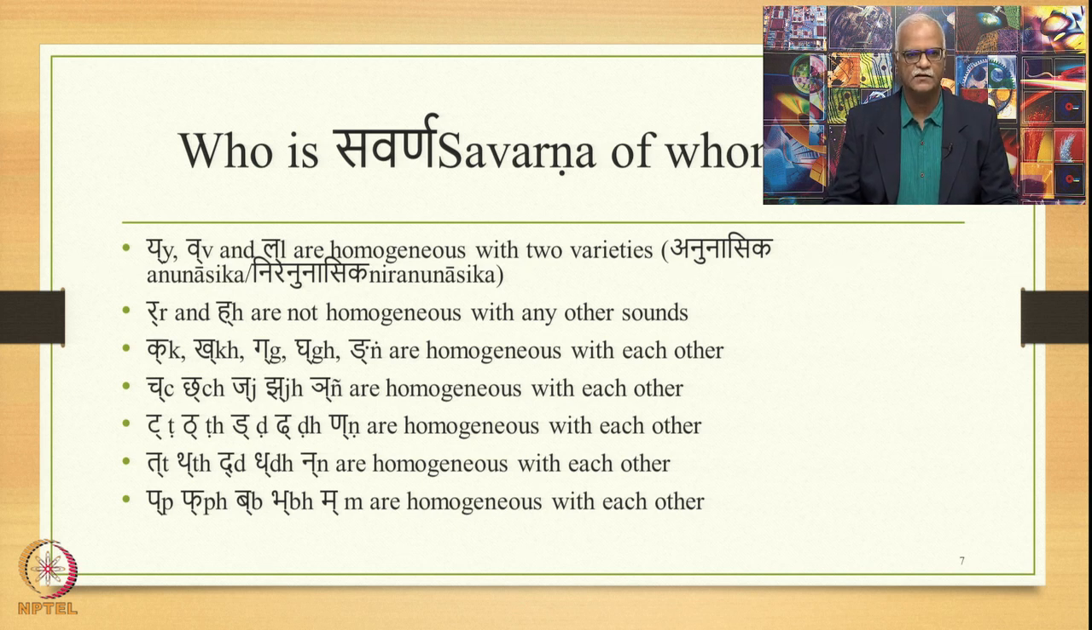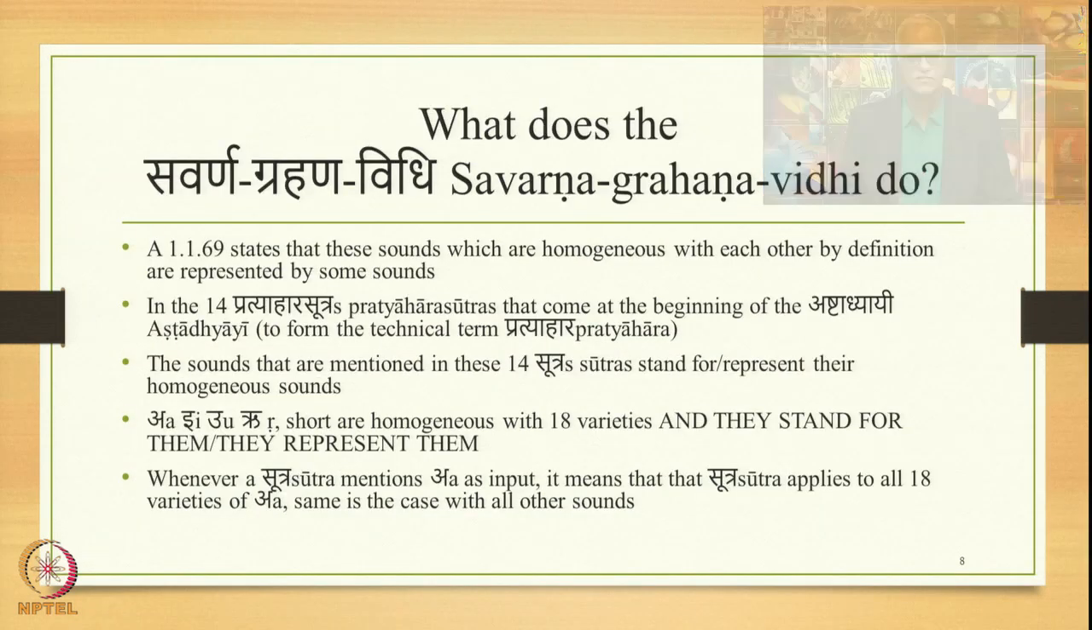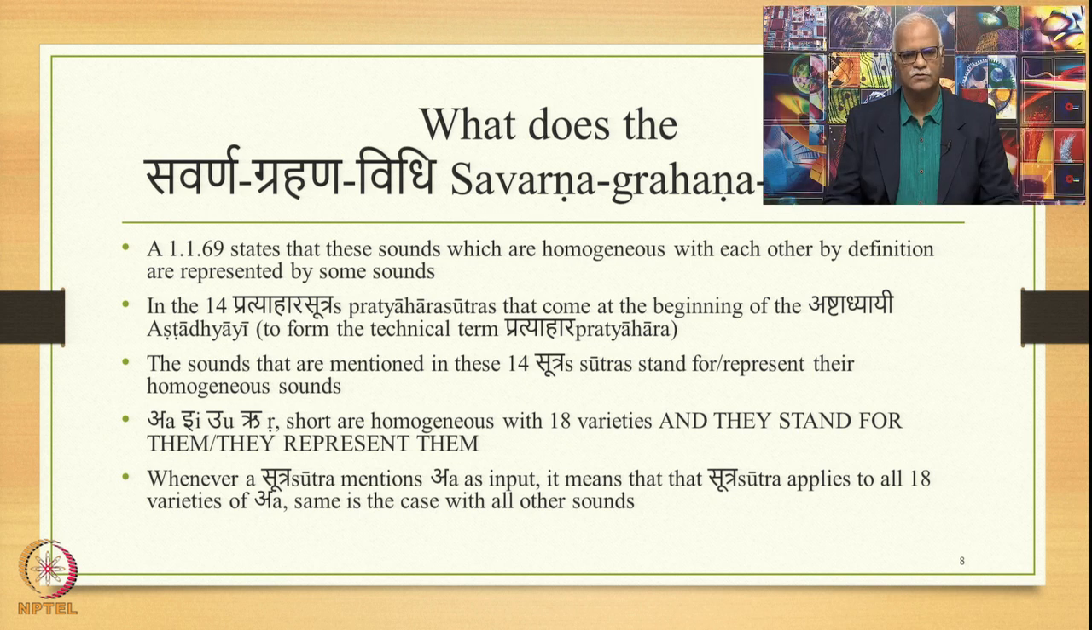We also noted that the vowels and the consonants are not savarnas. Now, what does this Savarna Grahana Vidhi do on this background? So what does 1169 actually do? We know who is savarna with whom. Now on that basis, we need to know what this Savarna Grahana Vidhi does. So A1169 states that these sounds, which are homogeneous with each other by definition, are represented by some sounds.